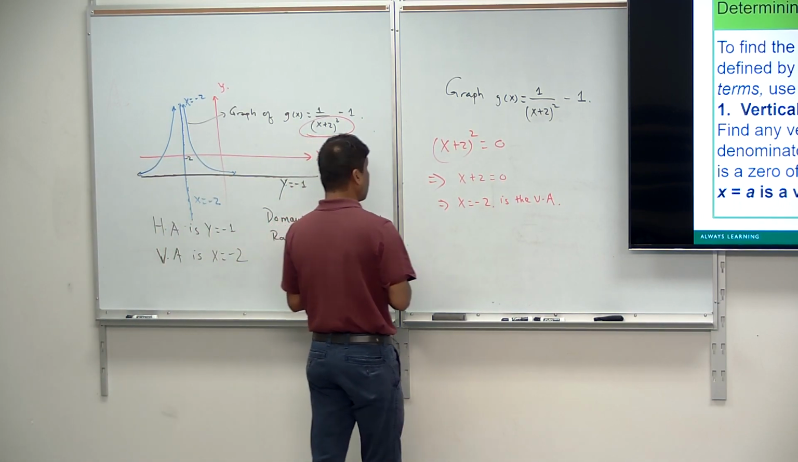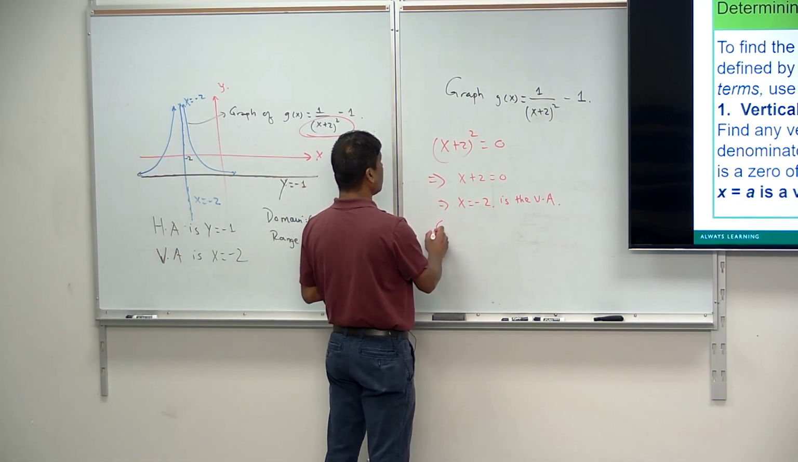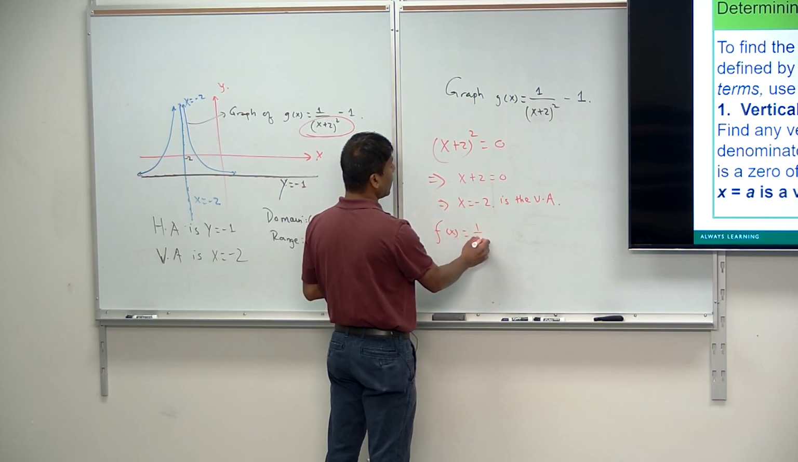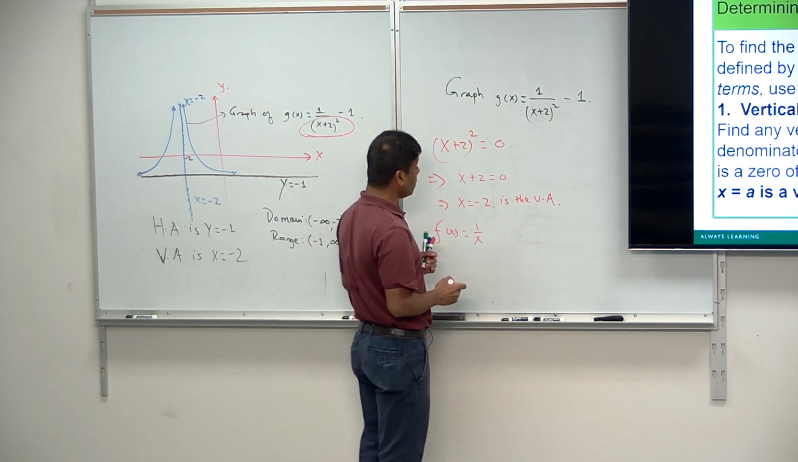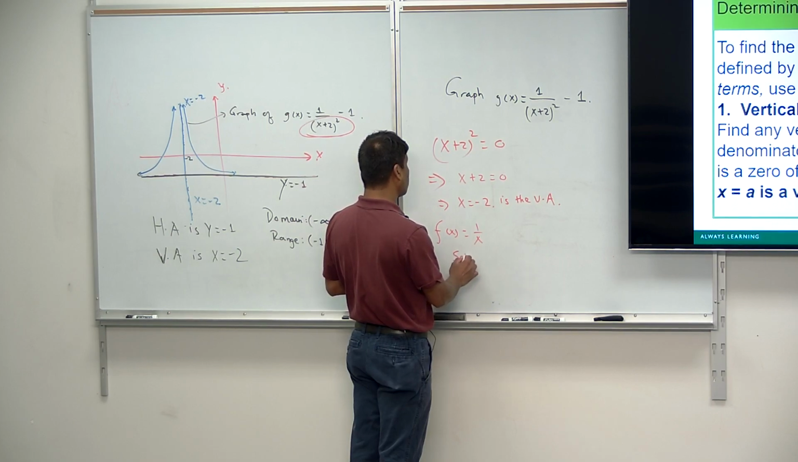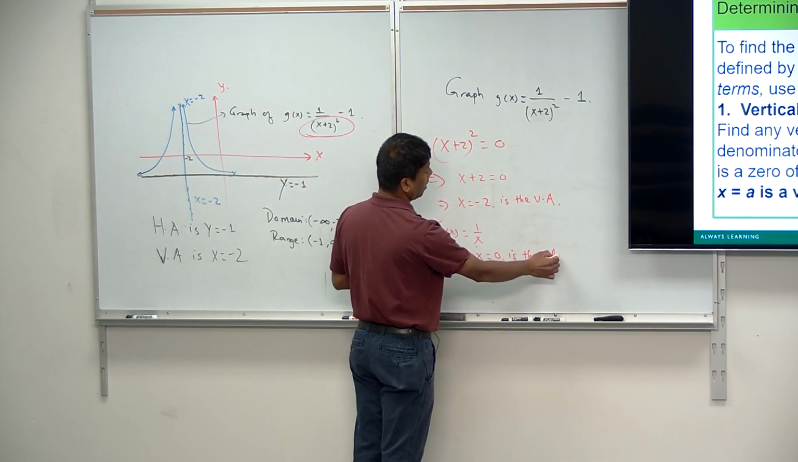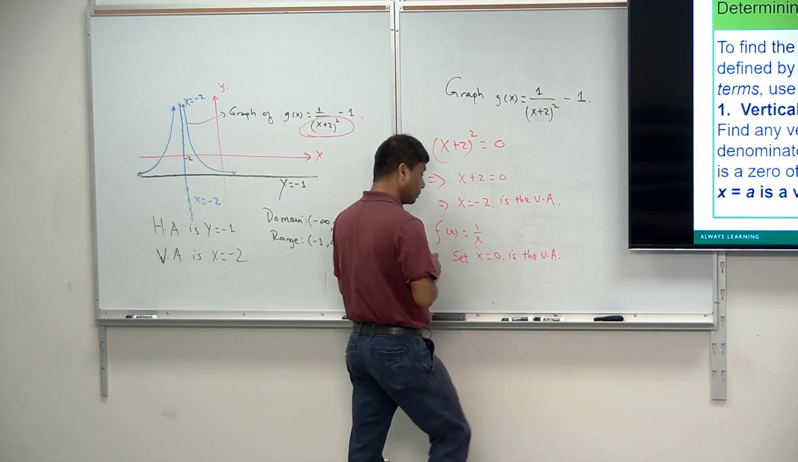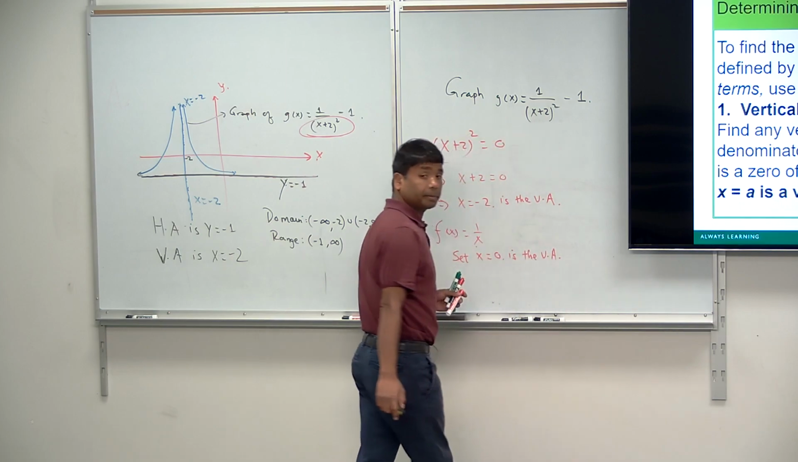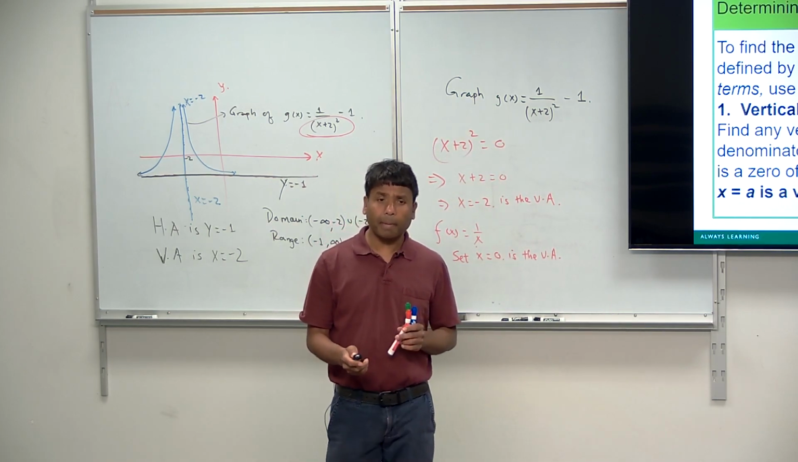Like, if you have a function f(x) equal to 1 over x, what will be the vertical asymptote? You just set the denominator equal to 0. So x equal to 0. So this is the vertical asymptote. Okay? Did you get it?